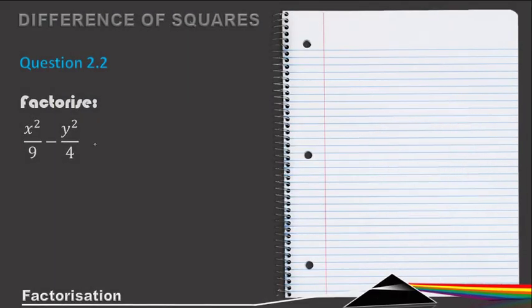Question 2.2, here we have a fraction, but it's the same idea. If I have the square root of a fraction, then this is simply also equal to the square root of x squared over the square root of 9, which then gives me x over 3. So if I have to factorize this, I simply say my square root of this fraction is the square root of x squared over 9, so that's x over 3 plus y over 2, and then x over 3 minus y over 2.